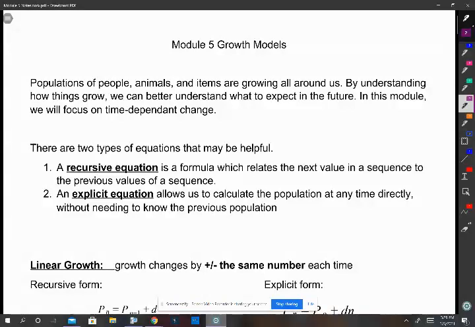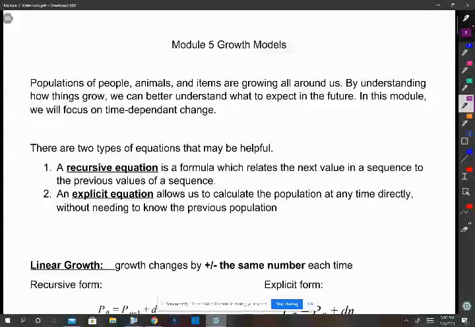So Module 5 is on growth models, and you guys saw growth models in Secondary 1, where you saw and compared linear to exponential growth. So we're going to split Module 5 into two videos. The first video will talk about linear growth, and the second video will talk about exponential growth.